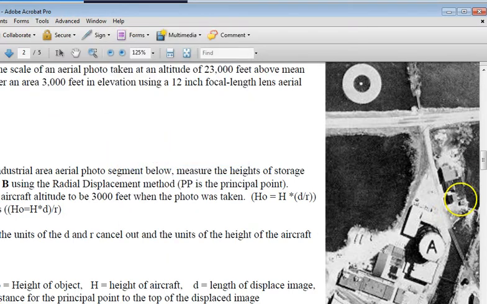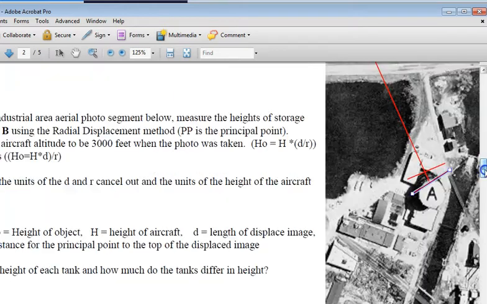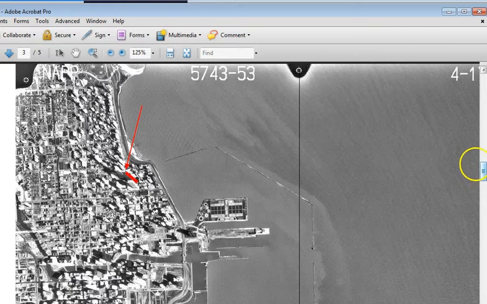You're going to measure the bottom of the tower and the top of the tower, right, to that edge. So this distance here will be your D, and then the distance from the principal point here to the top of the tower is your R. So both of these will be in inches. When you divide, the inches can be removed. Then you multiply it by the airplane height, which is in feet, so you end up with the height of that tower in feet. And you'll do the same thing with the Tower B.